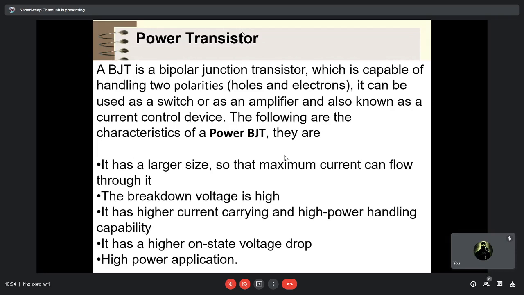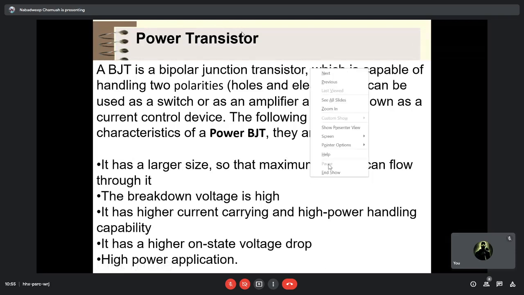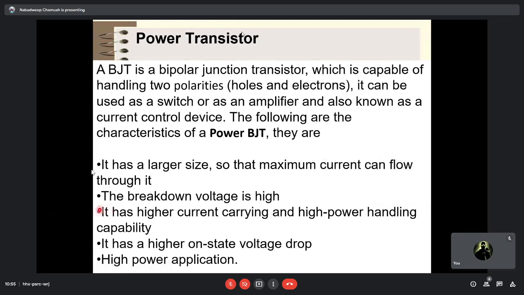And for power BJT, some characteristics are: it has a large size, so the maximum current can flow through it. Size is higher, and the breakdown voltage is high. It has higher current carrying and high power handling capacity. It has a higher on-state voltage drop and is used in high power applications. These are the characteristics of the power transistor, power BJT. Okay.